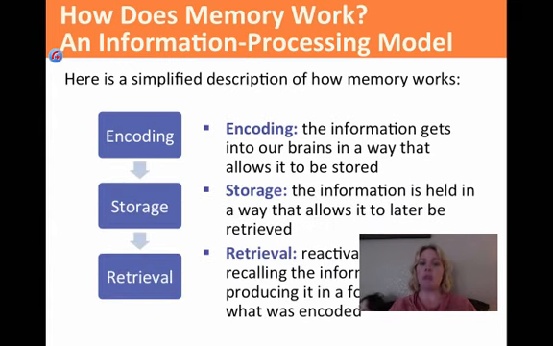Encoding is the information getting into our brains in a way that allows it to be stored. Which then leads us to storage, which is the information being held in a way that allows it to later be retrieved. And then retrieval is reactivating and recalling the information, producing it in a form similar to what was encoded. So we have to get it in, keep it in, and get it back out. That's memory in a nutshell.